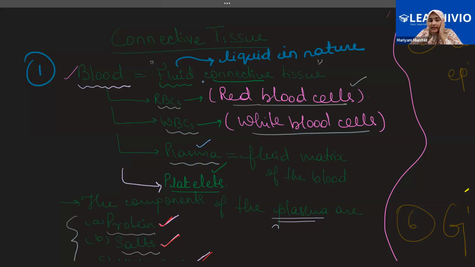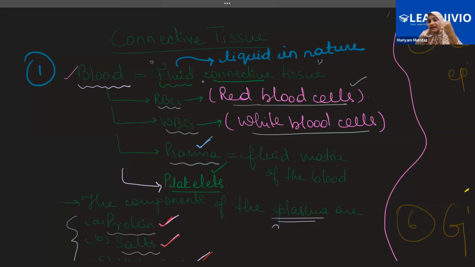The next type of cells found in the blood are the WBCs, or white blood cells. These are our warriors. They are the ones that fight any sort of foreign particle that enters our body. Just like how cytoplasm is there in a cell, the blood also has a matrix, and that matrix of the blood is called plasma. And apart from these three things, blood also has platelets. Platelets are responsible for blood clotting in our body.